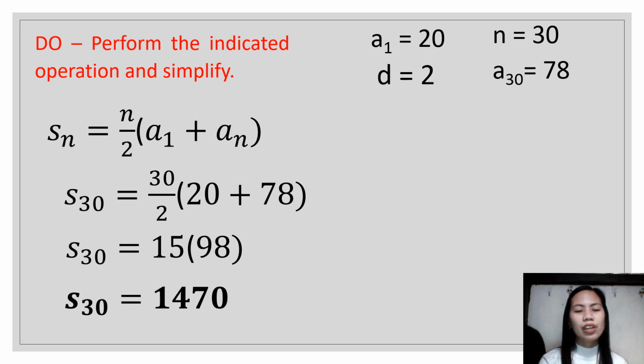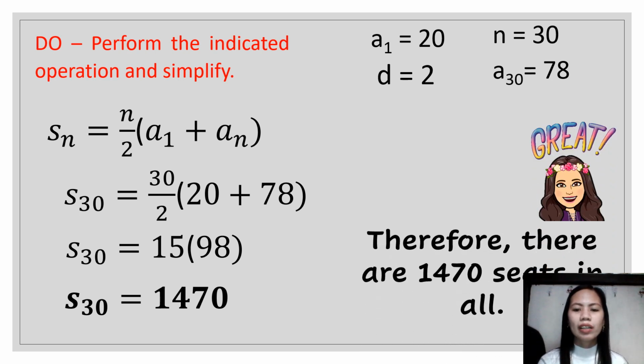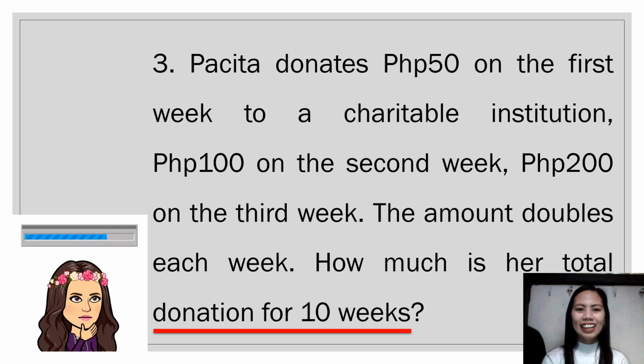Okay? And then review your answers. So kung sa tingin nyo ay okay na, and that's it. Alright? So in this problem, therefore, we can now conclude that there are 1,470 seats in all. Simula first row hanggang last row, ang total nun ay 1,470 seats.